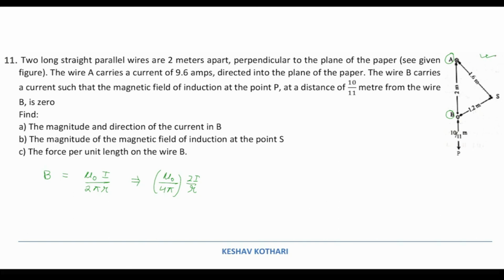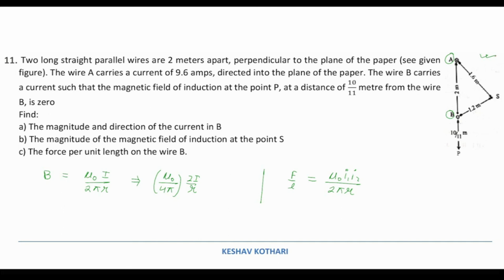And the force per unit length can be written as mu naught I1 I2 upon 2 pi r, where I1 and I2 are the currents in the long straight wires and r is the perpendicular distance between the two wires. So these are the two working formulas which we will be using to solve this particular problem.